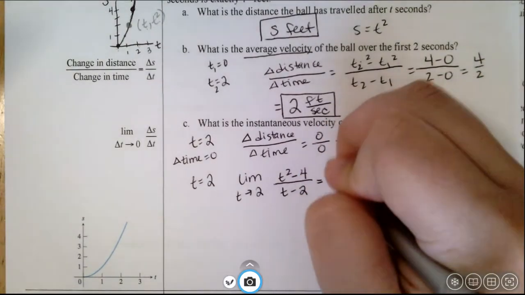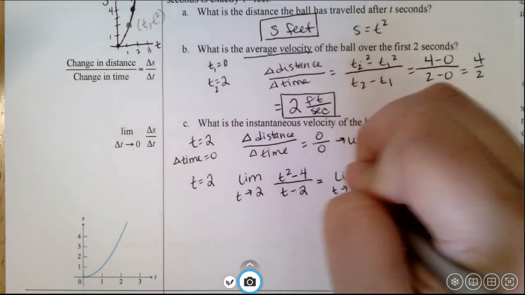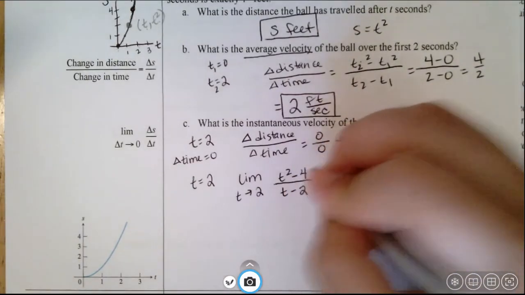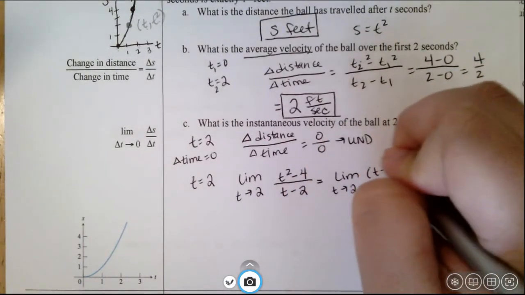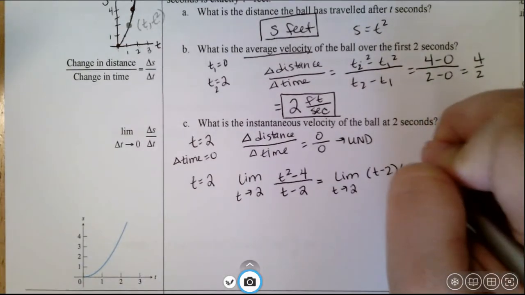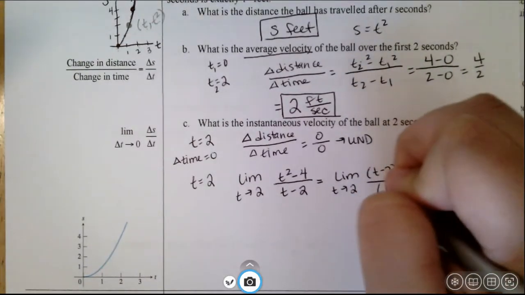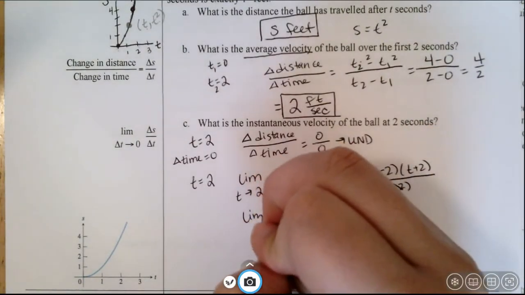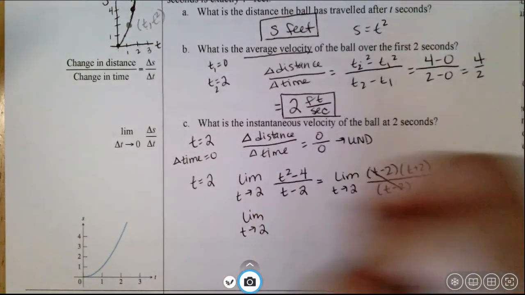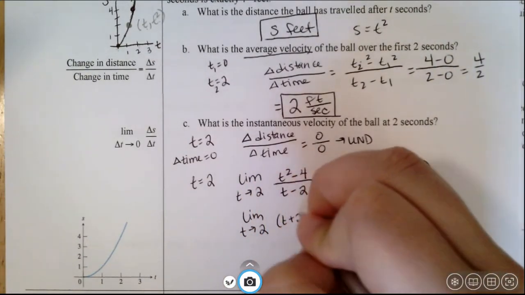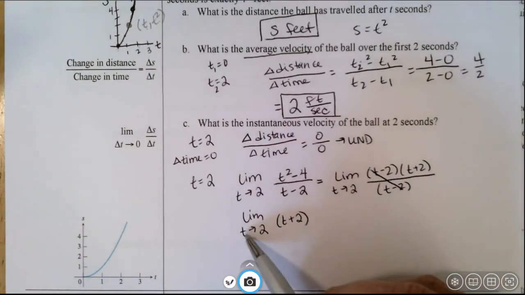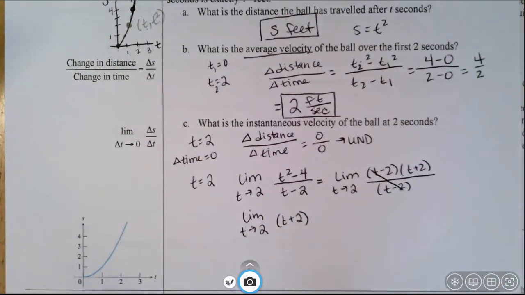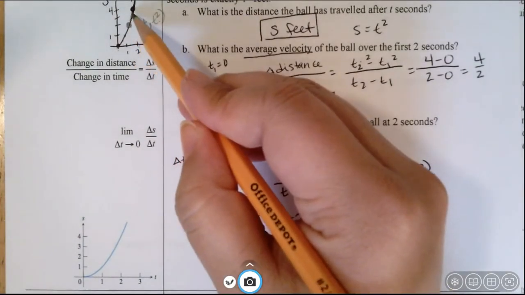So now we have the limit as t approaches 2 of t squared minus 4 is factorable. We can factor it t minus 2 times t plus 2 divided by t minus 2. We can simplify this rational expression. And so we get the limit as t approaches 2 of t plus 2. Well, as t approaches 2, the value of t is changing, right? That was why we chose this point that can move.